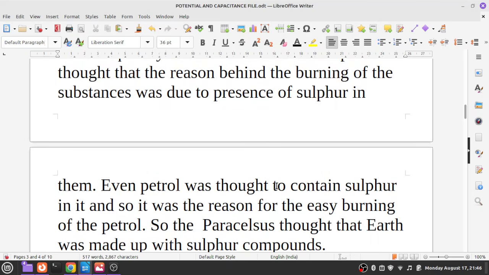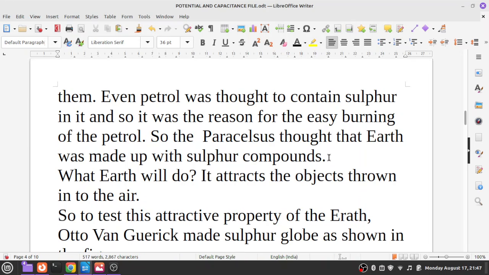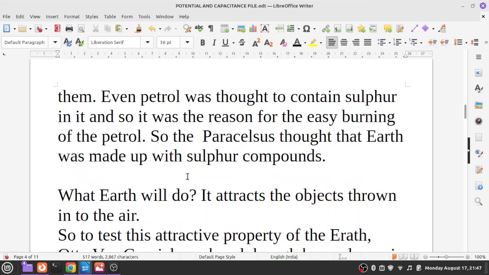Even petrol was thought to contain sulfur, and so that was the reason for the easy burning of petrol. Petroleum was known at that time, it burns very easily, and they thought that petrol contained sulfur. So Paracelsus thought that the earth was made up of sulfur compounds. Okay, that is why Paracelsus, an eminent chemist of that period, said that the whole earth is made up of sulfur compounds.